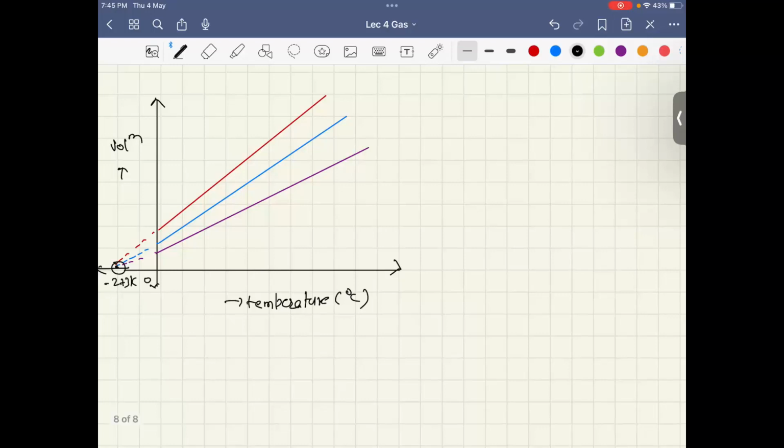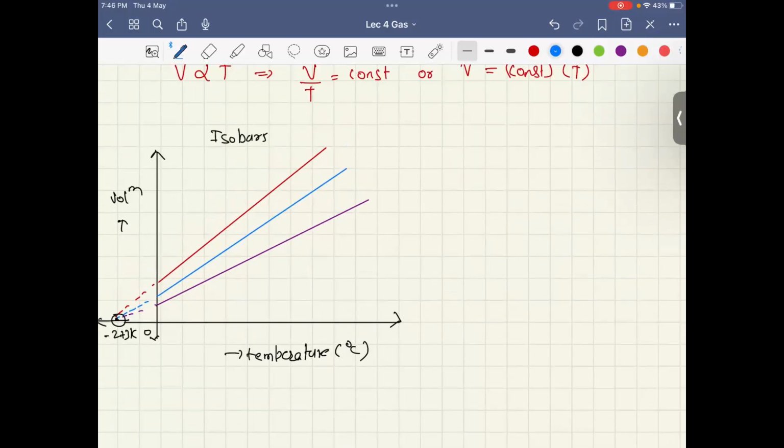And these are all isobars. So these are plotted at a particular pressure. Let's say this is P2, this is P1, this is P3. Then the order is going to be P1 less than P2 less than P3.